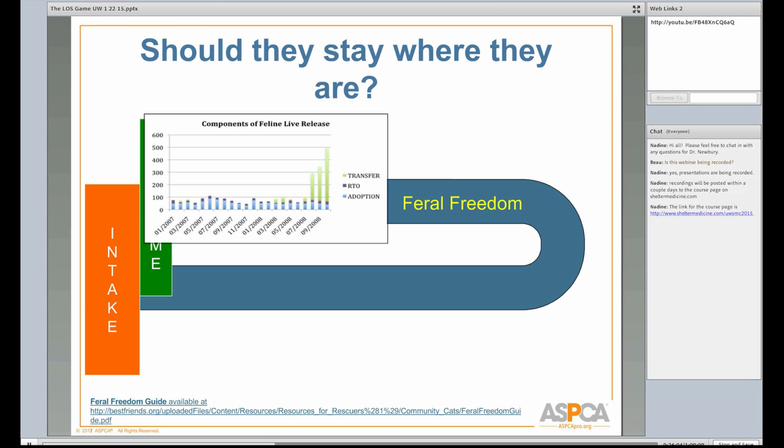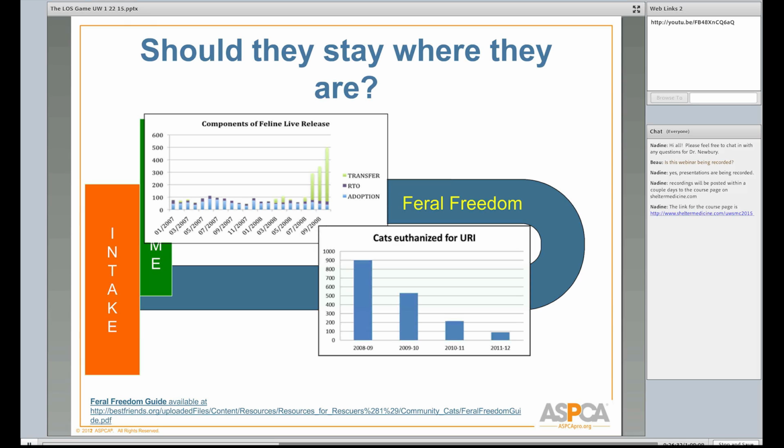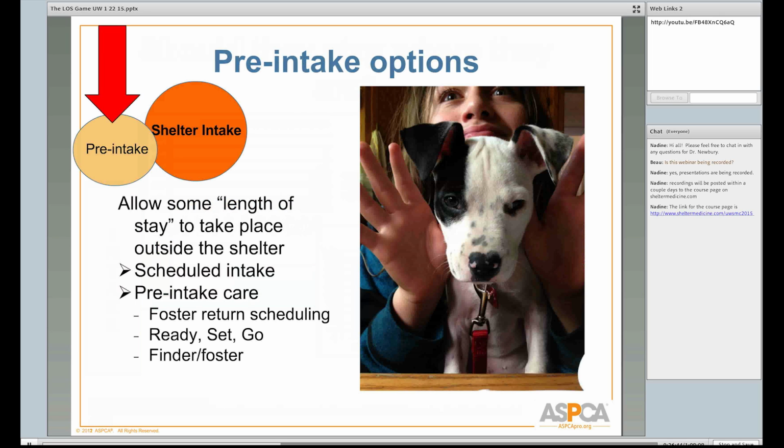So for a lot of people, this is a huge shift in thinking, because we all thought that bringing animals to the shelter was the right thing to do. But we always really have to balance this question of, is it really the best thing for the animal? So in this case, this is a graph from Jacksonville, Florida, where we see their before live release and then their after live release. And you can see they went from about a 4% live release up to over a 70% live release. And here's the difference in the number of cats who were euthanized for URI during this time period. Just phenomenal. And so we have to really think carefully about this pre-intake and intake period.